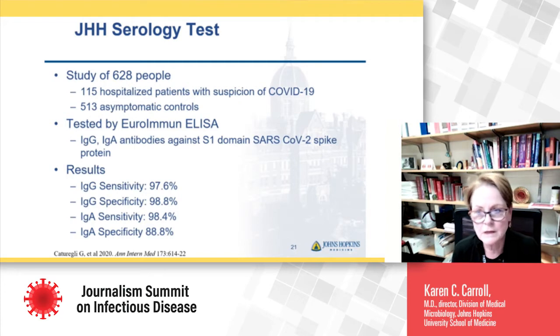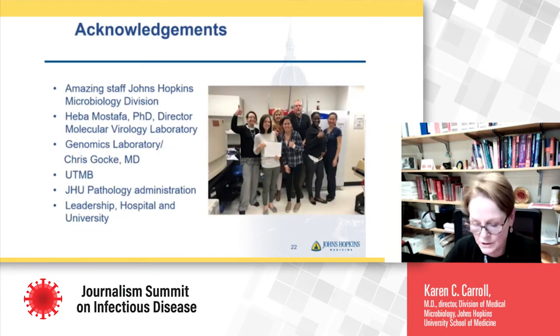This ELISA detects IgG and IgA antibodies against the S1 domain of the SARS-CoV-2 spike protein. And you can see from the results that the IgG component has very high sensitivity and specificity, whereas the IgA, while it had high sensitivity, did have a few problems with specificity. So I think currently they're just reporting the IgG response.